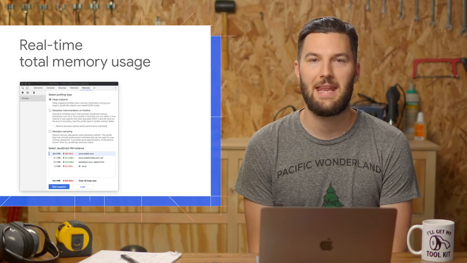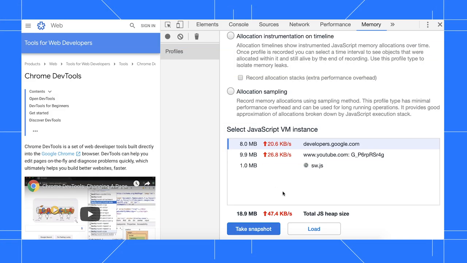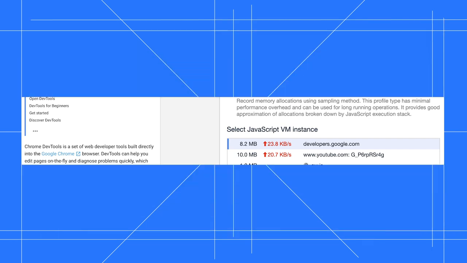The memory panel now reports total memory usage in real time. Down here is the total memory usage. Next to that is the trend over the last 2 minutes. Red text with an up arrow means that memory usage is increasing. Green text with a down arrow means that memory usage is decreasing.